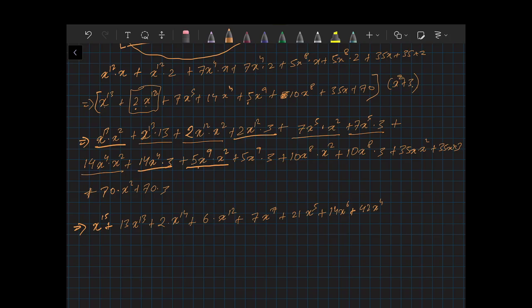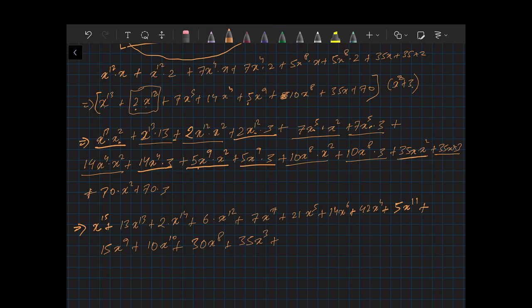What term is it? Ninth? Yes, I think so. Yes, ninth. Ninth term is 5x to the power 11. 10th term is 15x to the power 9. 11th term is 10x to the power 10. 12th term is 30x to the power 8. Actually I think it's the 13th term, this has to be 14th. 14th term is 35x cube. 35 into 3 is, sorry, 105x. Then we have the 15th term, 70x square, and the final 16th term is 210.